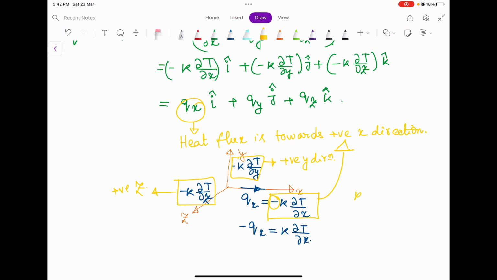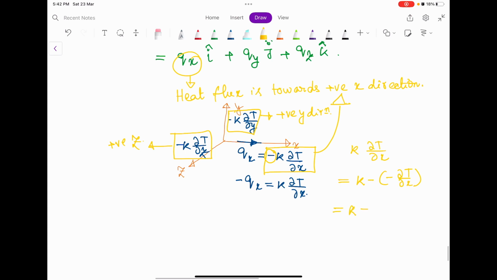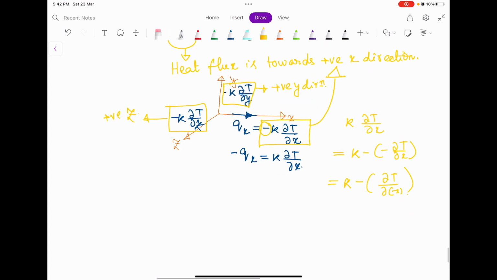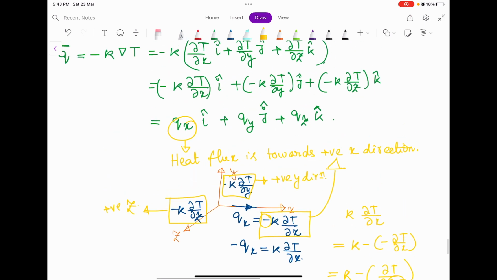Now if you write k into del T del x, that means it is k into minus of minus del T del x. In other words, I can write k into minus of del T of del of minus x. That means this temperature is decreasing towards the decreasing x, because I have written the minus x. Minus x means towards the negative x direction, that is towards decreasing x. That means temperature is decreasing towards decreasing x, so the heat will also flow towards decreasing x.